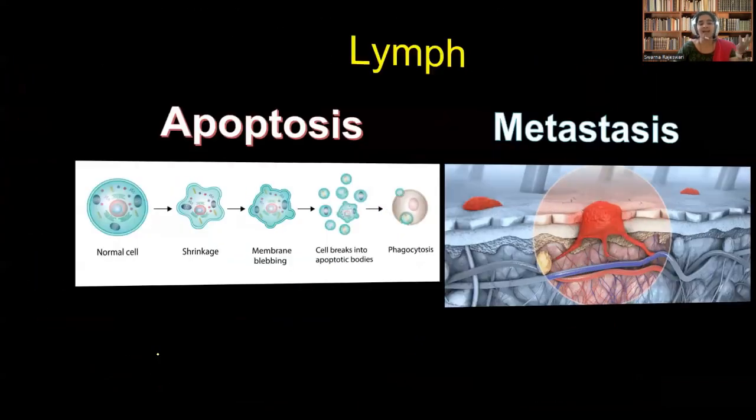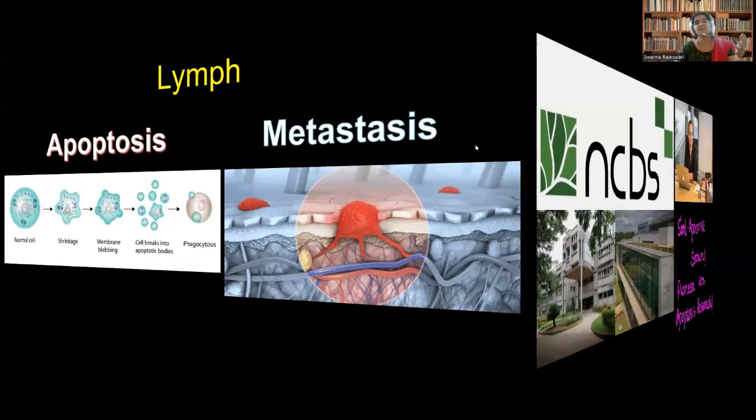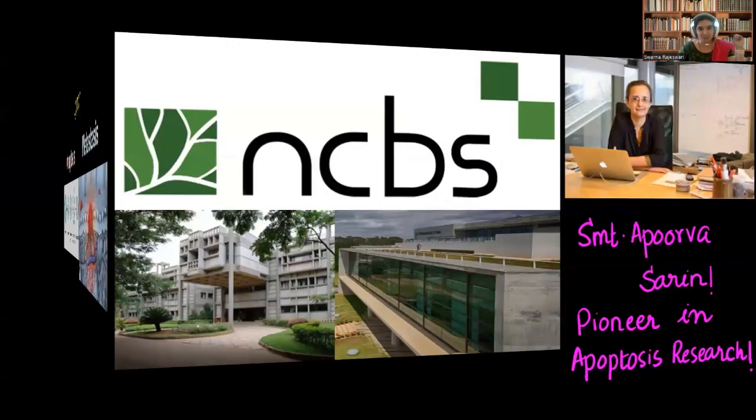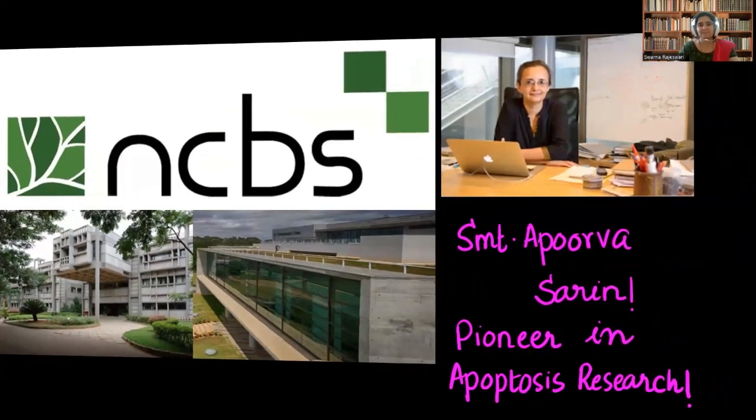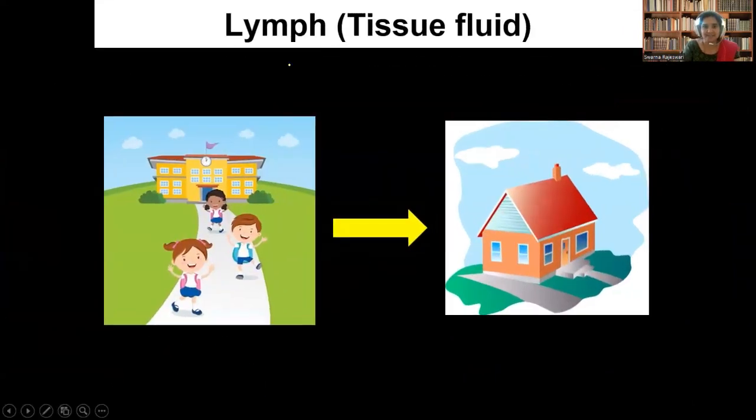So now coming to another word, that is lymph. Usually we will study more when we study apoptosis, which is cell death. When cell death doesn't occur, cells accumulate in the lymphatic nodes, which is due to metastasis, a type of cancer, which is a famous research in one of our national institutes, NCBS. Now we'll come back to the topic, that is lymph.